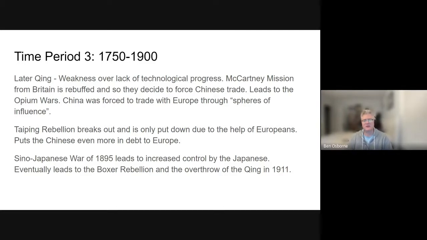1750 to 1900, we've got the later Qing Dynasty. So they have a lot of weakness because of lack of technological progress. Early in their period, they were pretty strong. But by 1750 or so, they're way, way behind in military might. They don't have as strong weapons and guns and things like that.